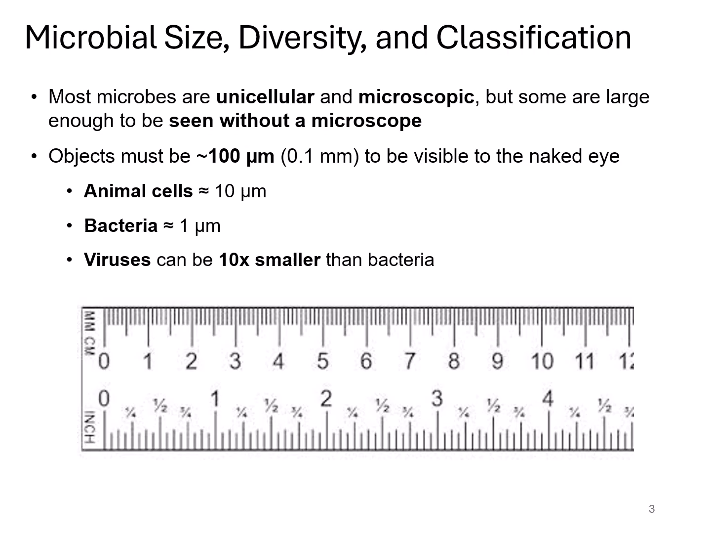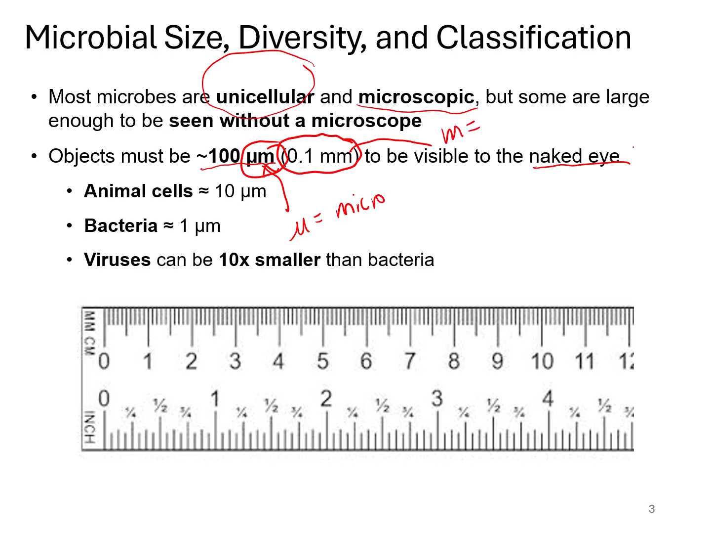So most microbes are single-celled. They're unicellular and microscopic, so you can't see them without a microscope, but there are some that you can see. The general rule is that in order to see something with the naked eye, without a microscope, it has to be about 100 micrometers in diameter. That symbol refers to micro, and that's equivalent to 0.1 millimeters. The first little m refers to milli.